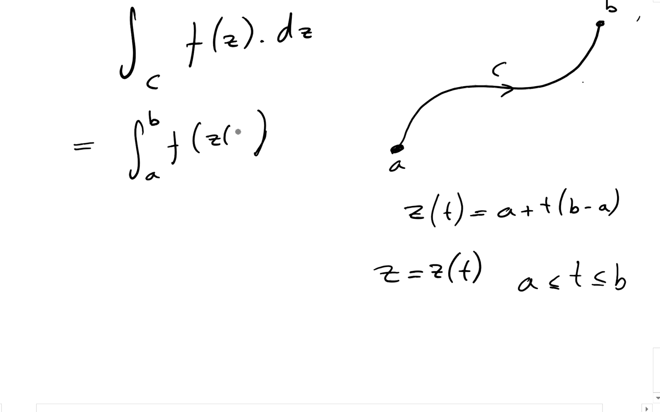So let's just keep this as z of t, okay? And my dz I basically want to replace. Well, dz I can just use by the chain rule, because it's going to be dz. Well, I can define dz as dz by dt.